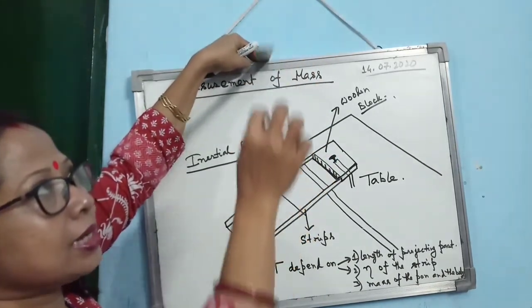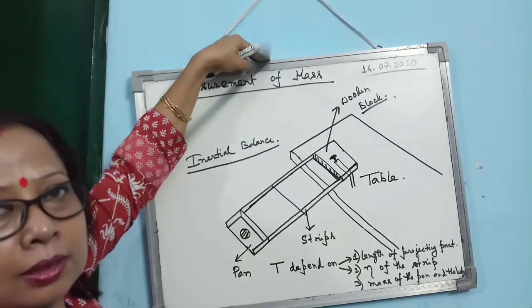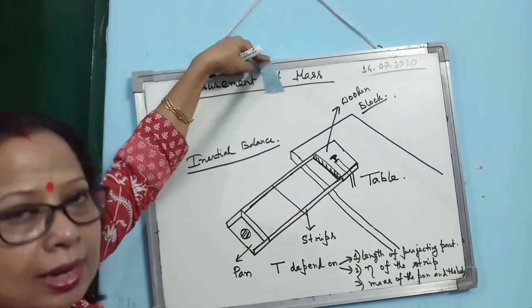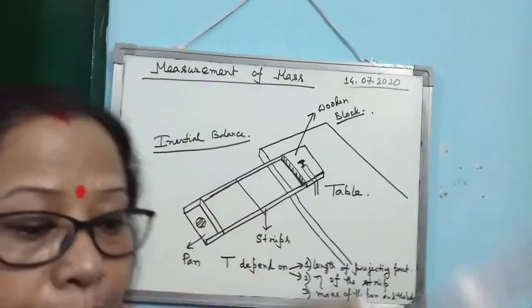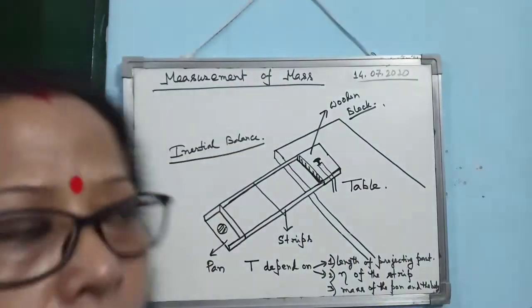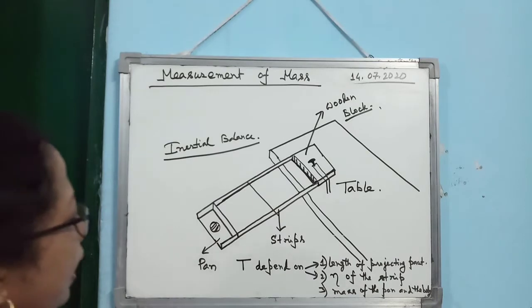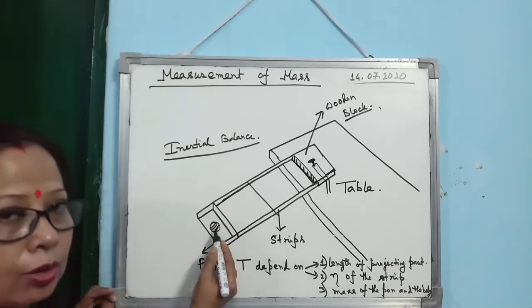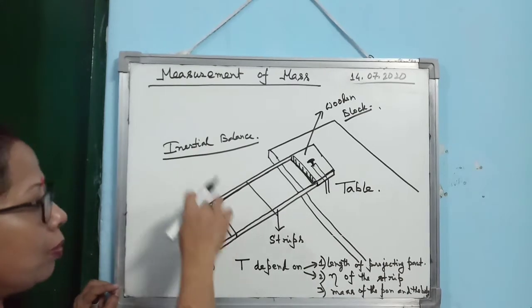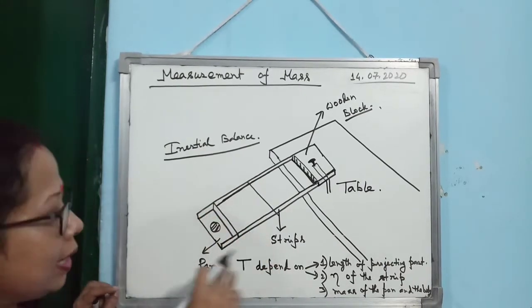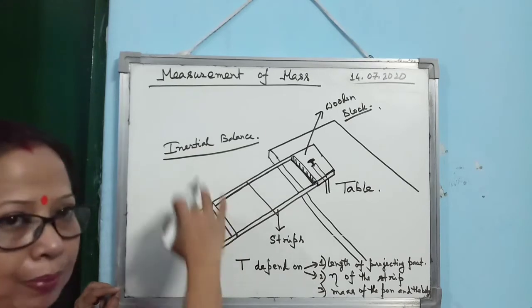Now if you press it and release, you know what will happen to the pan and the strip. It will vibrate periodically. So what is done is that the body whose mass you want to measure, you keep it on the pan, then you press the pan and release it, and you will see the pan vibrate up and down.